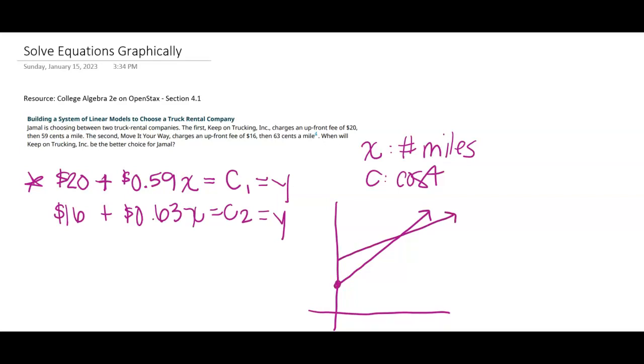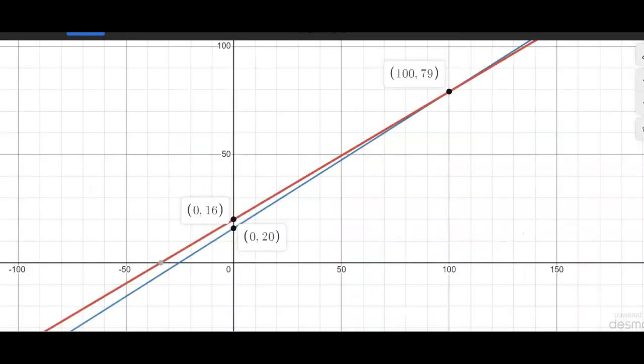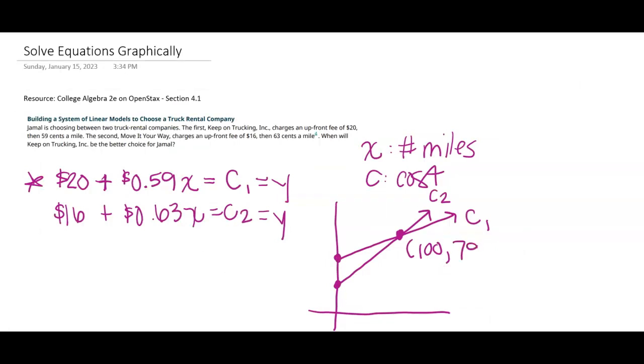So even though company 1 starts a little higher than company 2, once I get past 100 miles is what we found, was 100, and then what was the cost on that? 79. Okay, both companies, if I have 100 miles that I'm going, both companies are going to cost me $79. If I have to go less than 100 miles, I probably want to choose company 2. That's the line for company 2. If I have to go more than 100 miles, I probably want to choose company 1.